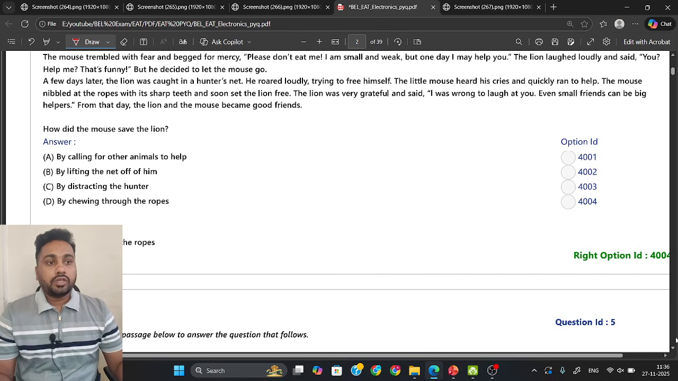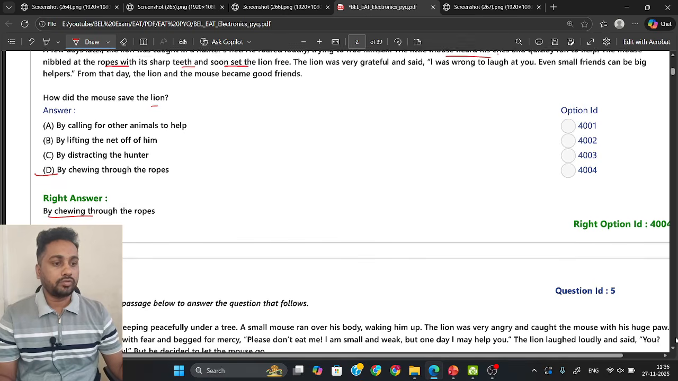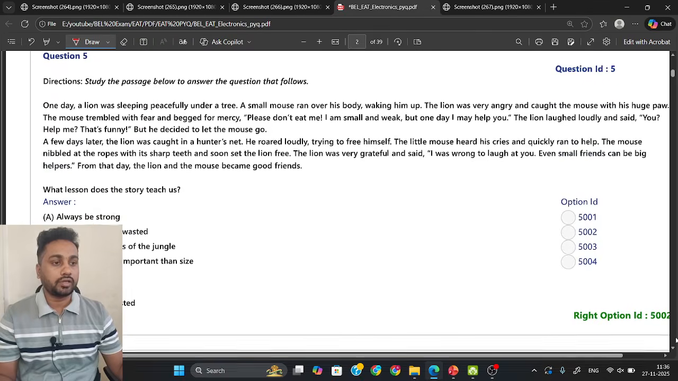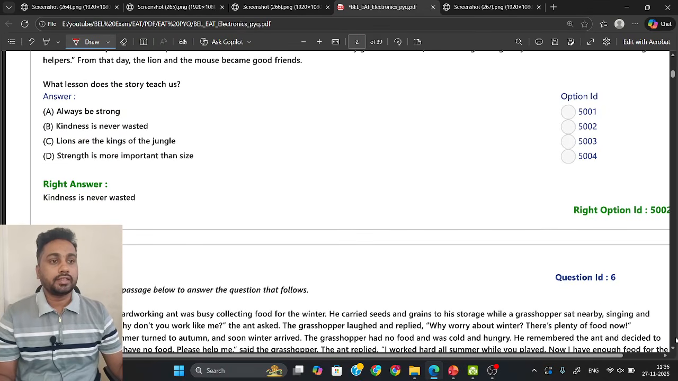Like this only. How did the mouse save the lion? Here you will find that the mouse nibbled the ropes with its sharp teeth. It is mentioned here, so by chewing through the rope. So option D is your right answer. Like that, you need to find the related part and get the answer. What lesson does that story teach us? It will be very basic.